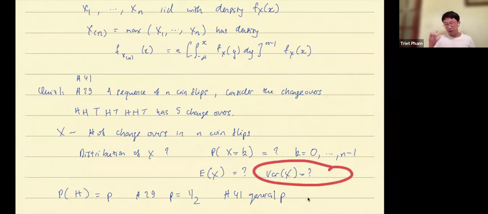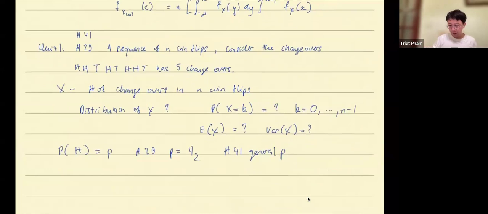The question of variance and things like that is also valid, but we'll leave it aside because, as you can see, variance is a more difficult computation than expectation in general. Sometimes we can do it without much trouble. Sometimes it's a lot harder.